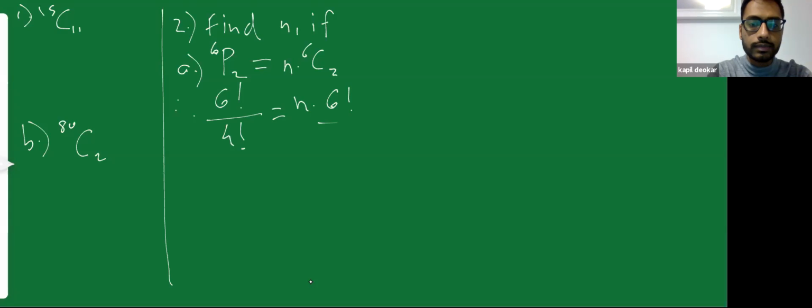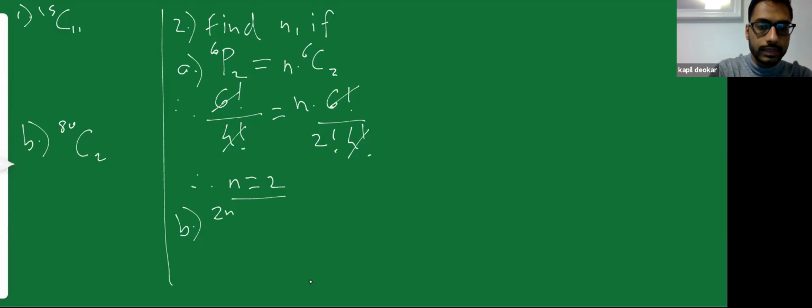6 factorial. The nCr formula is n factorial upon r factorial into (n minus r) factorial. So that is equal to 6 factorial upon r factorial, that is 2 factorial, into (6 minus 2), that is 4 factorial. Is anything cancelling out? 6 and 6 are cancelling out. 4 factorial cancels out. Therefore, n is equal to 2 factorial. And what is 2 factorial? 2 factorial is 2.